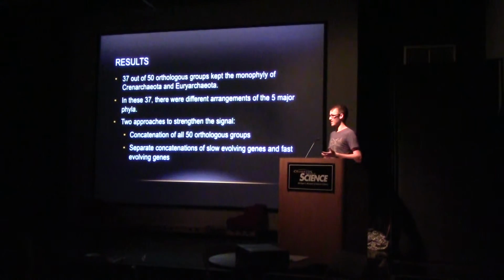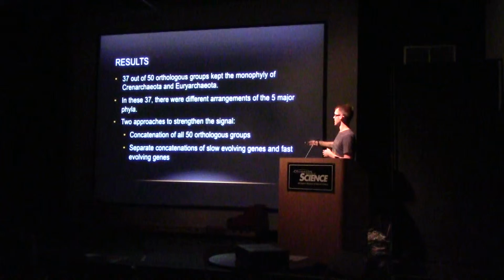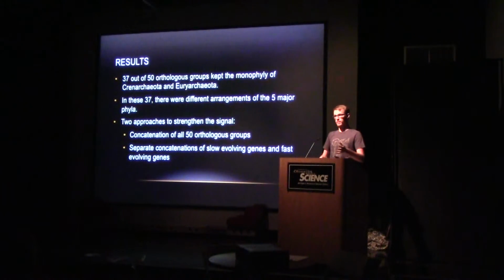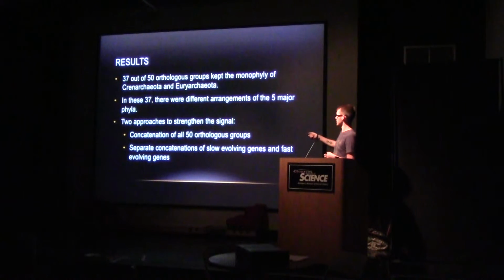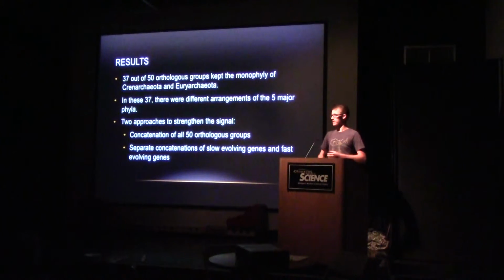So jumping into the results of what I looked at, you see that 37 out of the 50 different genes that we looked at kept what is known as a monophyly of the Archaea, meaning that each of the species within these groups stayed together, and that's known as monophyletic, whereas 13 of the ones that we looked at split up these groups, which was concerning. So when looking at these 37, we looked to see if there was a consensus between them, and of course there wasn't, because why would science work the first time?